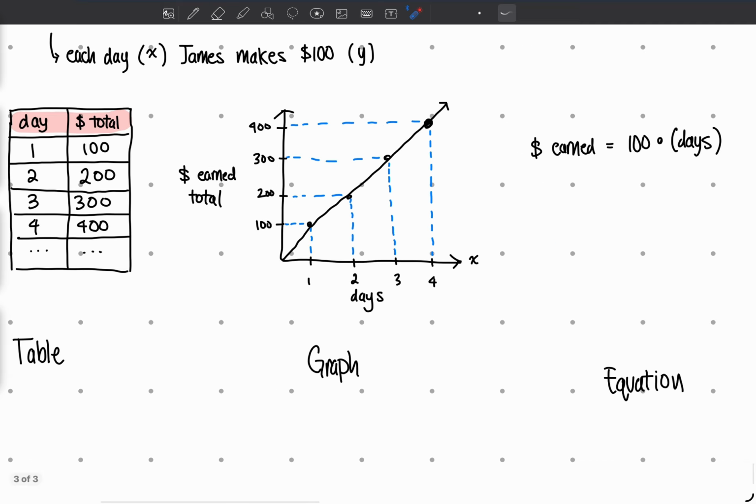Now, taking a look at the graph is a similar story. We can see visually that on day 1, he'll make $100, day 2, $200, and on day 3, $300, which is the amount he needs in order to buy the jacket.